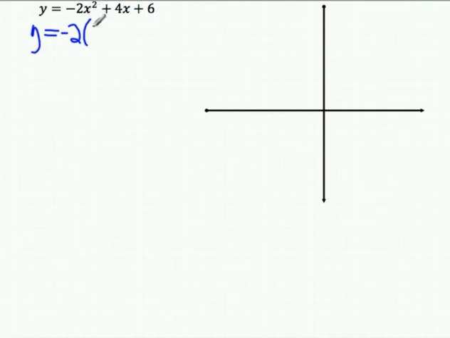So I'm going to pull out a negative 2, x squared is left. If I pull out negative 2, divide 4 by negative 2, and I get negative 2. Oh, the x is left, 2x. And then 6 divided by negative 2 is negative 3. Yeah? Okay. So then we say, okay, can we factor that?